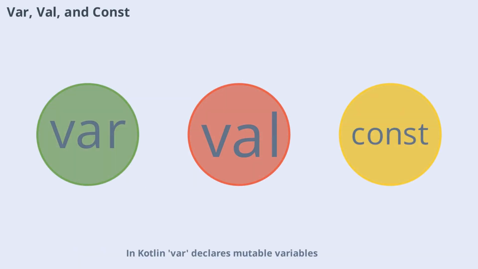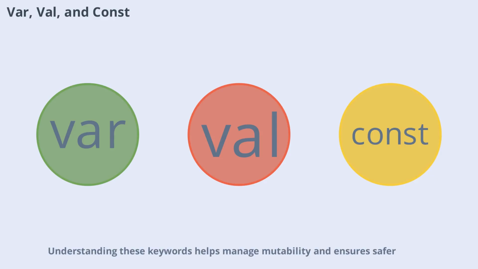In Kotlin, var declares mutable variables, allowing their values to change after initialization. Val declares read-only variables, which cannot be changed once set. Const is used for compile-time constants, which are always immutable and can only be applied to top-level or object properties. Understanding these keywords helps manage mutability and ensure safer, more predictable code. Use var for variables that change, val for immutable values, and const for constants needed at compile time.